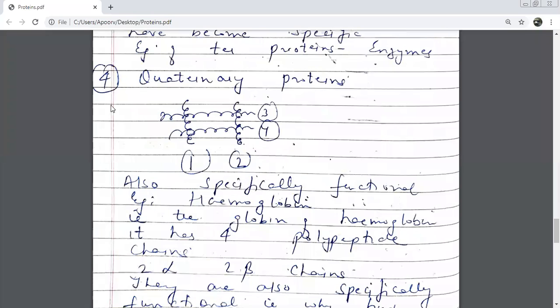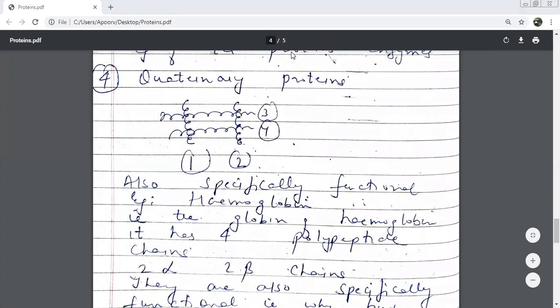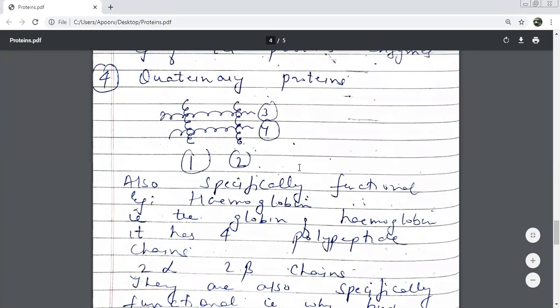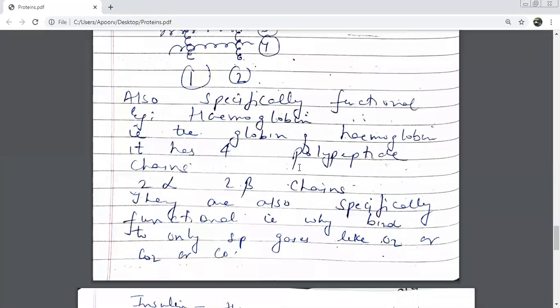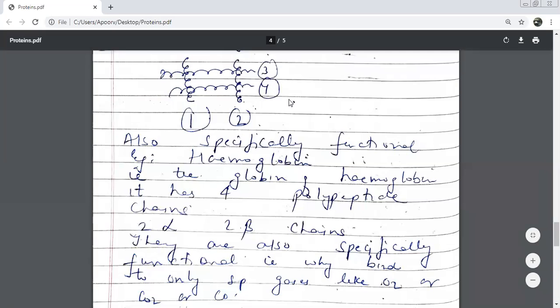We're coming to the fourth one, that is your quaternary proteins. If you can see, we've got 4 chains over here. This is 1 chain, 2 chain, 3 chain, 4 chain: 2 verticals, 2 horizontals. So we have the next structure, that is your quaternary proteins. They are also specifically functional. The example is hemoglobin. I just told you when I started in the beginning, the globin part of hemoglobin. How many alpha chains, how many beta chains? When I started the topic today, I told you. How many were there? 2 alpha and 2 beta. So you can see the total number of chains over here is 4.